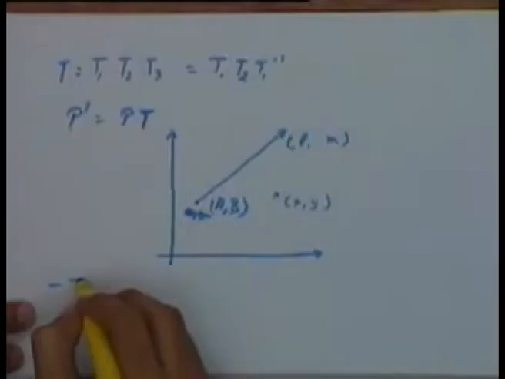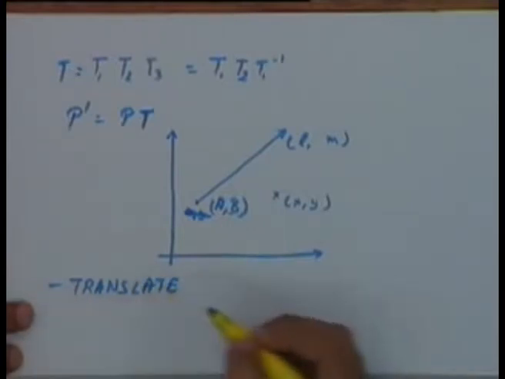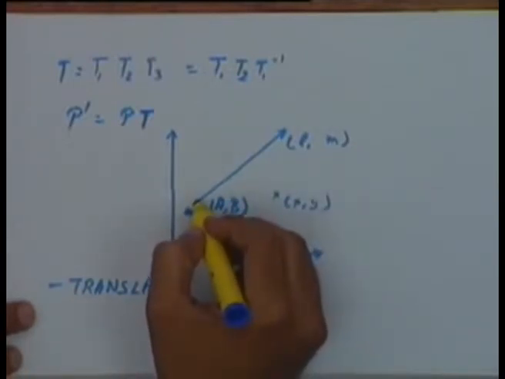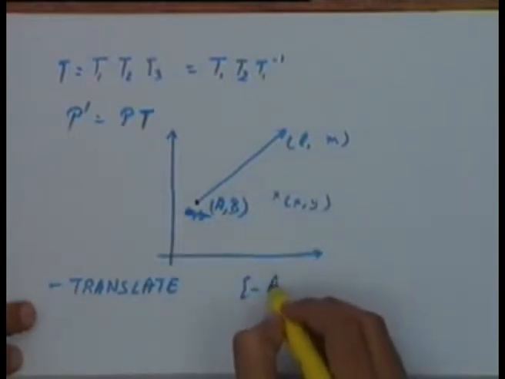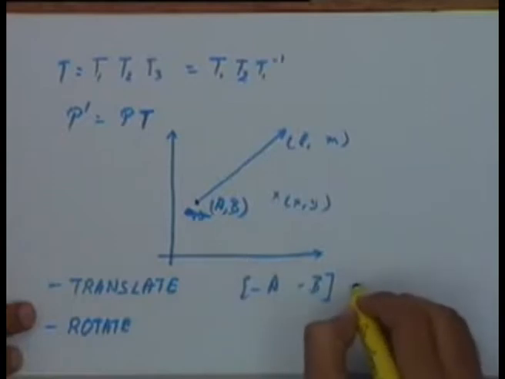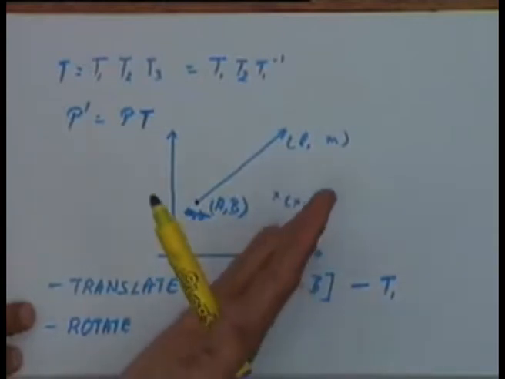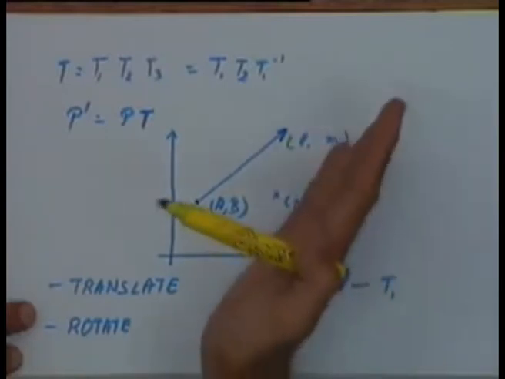So first we translate the origin to this point, so that this AB now becomes the origin. So we are translating by a vector of minus A, minus B. For this we will get some transformation matrix T1. Then we rotate the axis so that this direction coincides with, let's say, the x-axis.